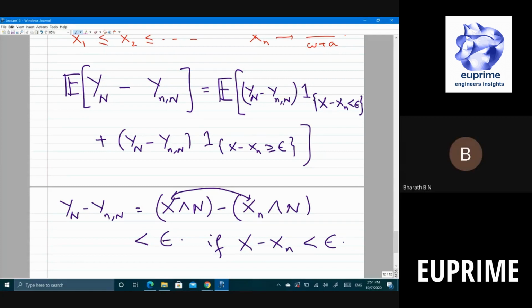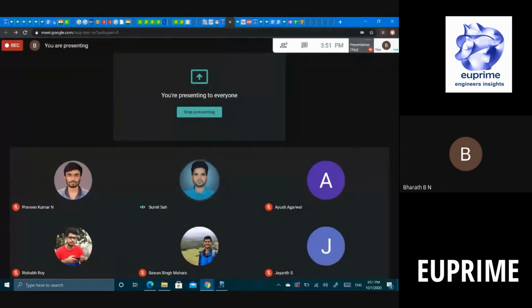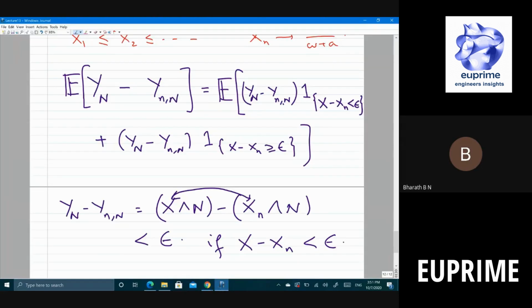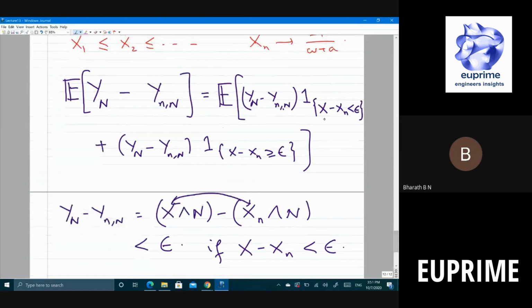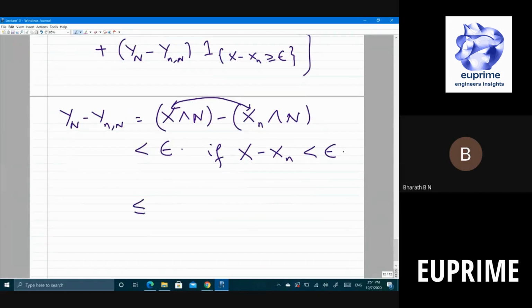Is this okay, everyone? Yes, sir. Fine. So this is less than epsilon. Whenever this event happens, this is upper bounded by epsilon. So I'll upper bound this by epsilon times the expected value of the indicator of x minus xn less than epsilon, right? This is what we have.